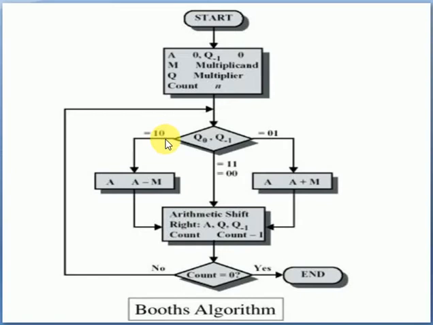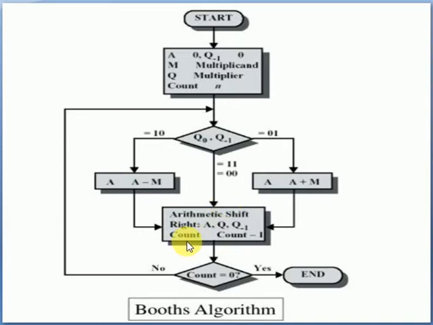Okay, if suppose here the bit pair is 1 0, then we have to apply the subtraction method, and change the value of A to A minus M, and then take the arithmetic right shift. Okay, and then decrease the count, and then again check the count value, if the count value is equal to 0, if no, then again go to the previous step and check the value of the bit pair. If now the bit pair value is 1 1 or 0 0, then we have to directly do an arithmetic right shift. Okay, no need for addition and subtraction, just shift 1 bit right.